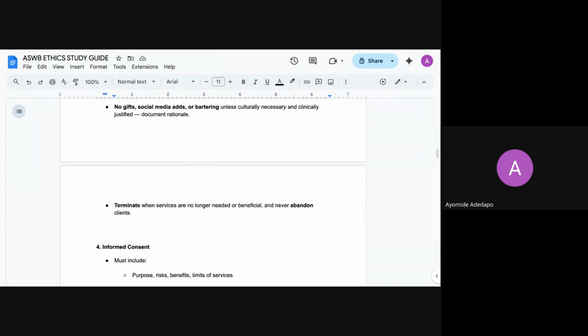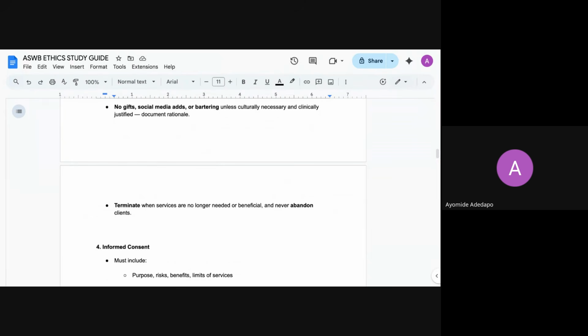And then let's say they tell you and communicate, oh, I lost my job, that kind of thing. If it's appropriate, you can offer that client a sliding scale, right? You can offer them to meet with an intern, right? But you don't want to just abandon the client because they can't pay.